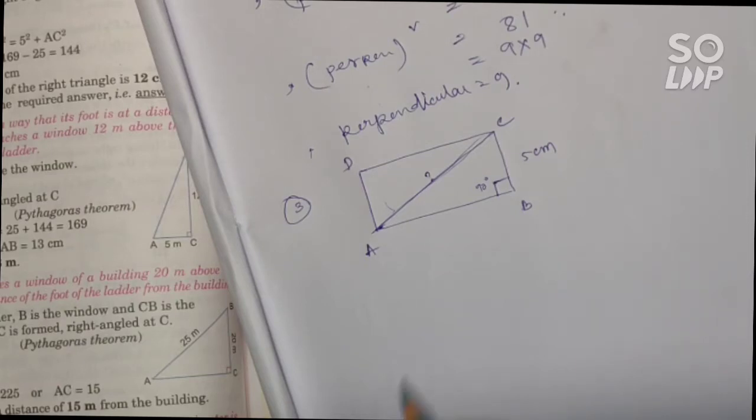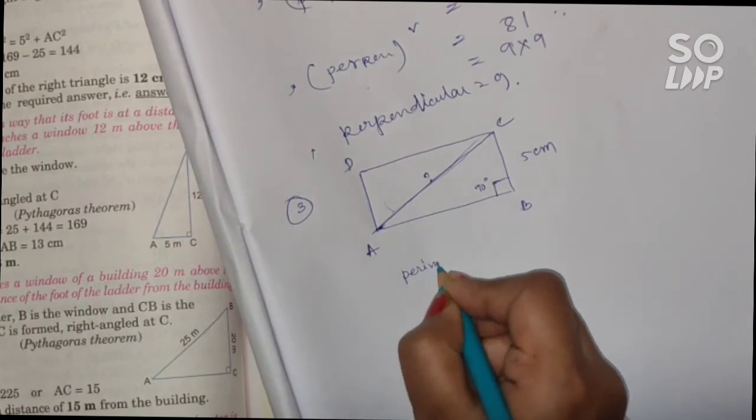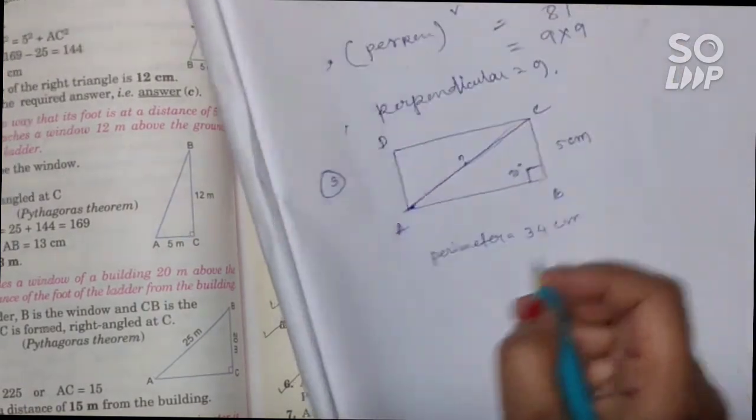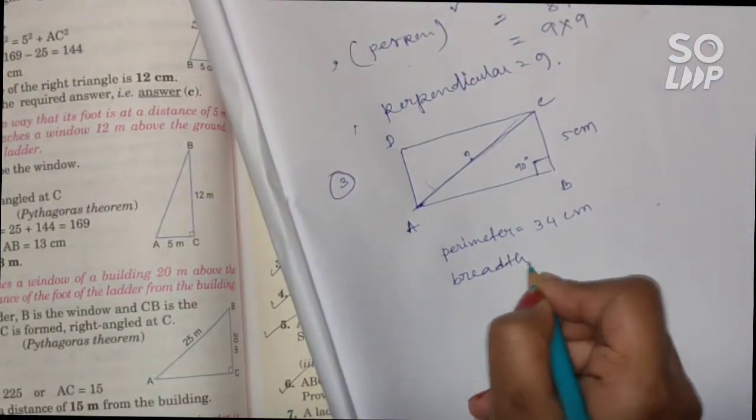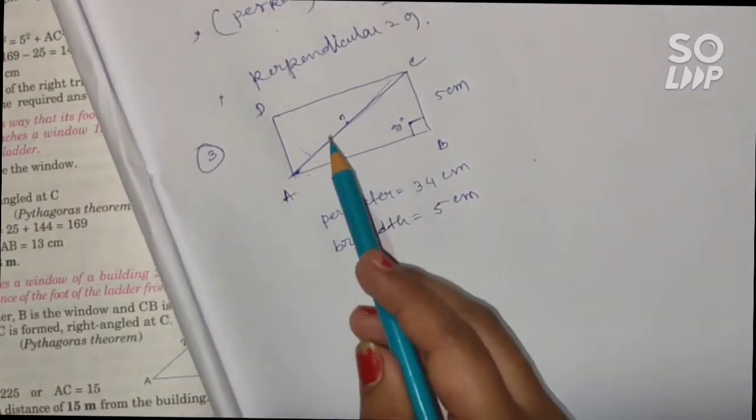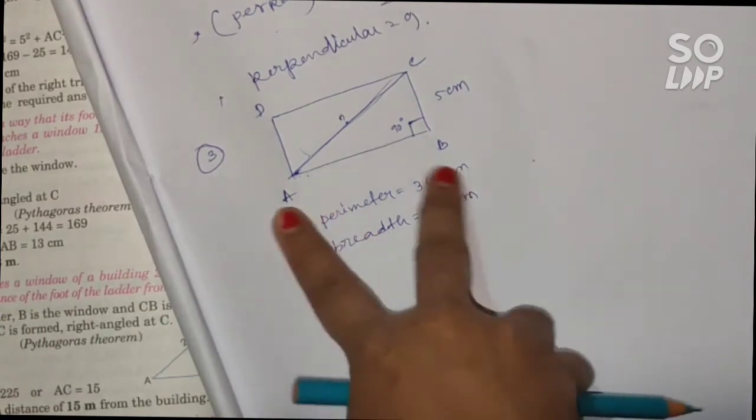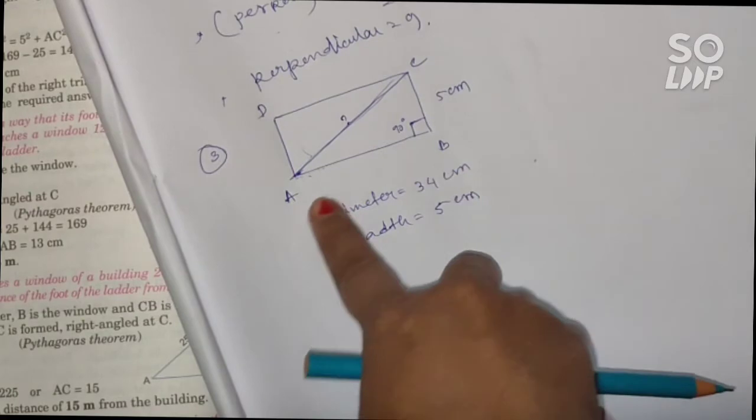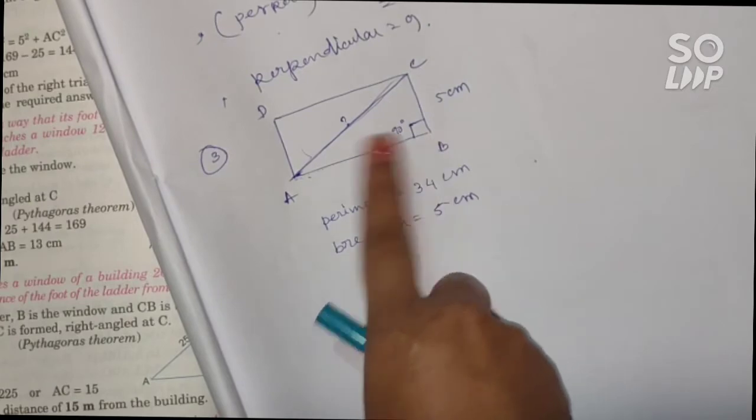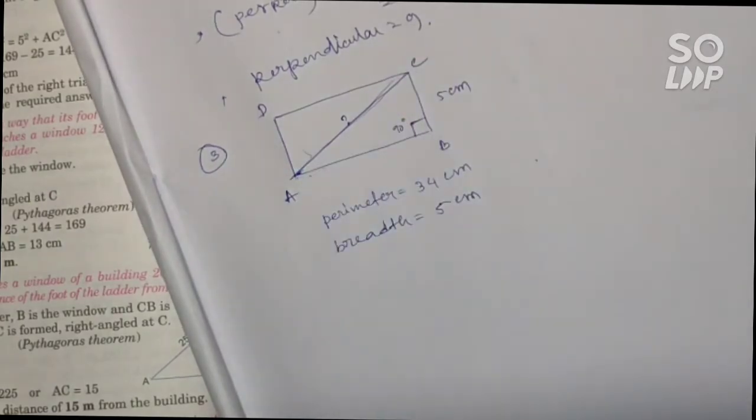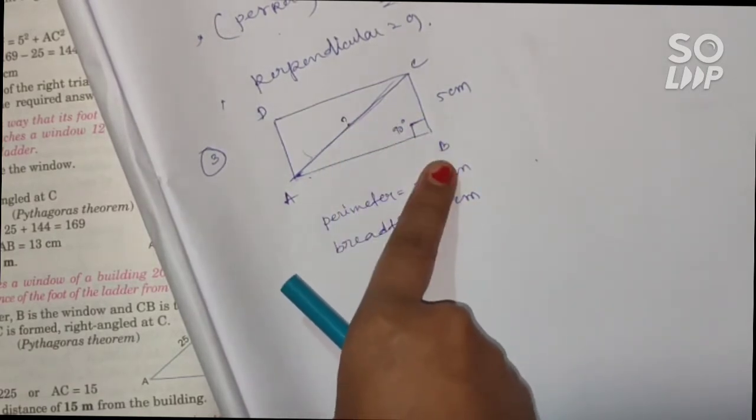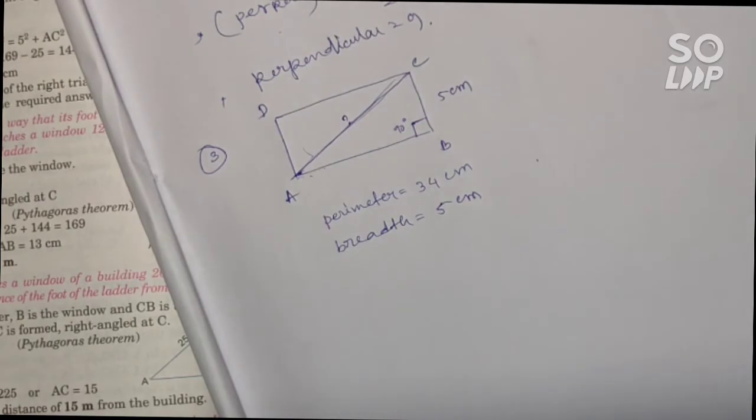So in a rectangle, perimeter is 34 centimeter. Breadth is 5 centimeter. So first of all, you have to find this value, that this is the length of the rectangle. If you can find this value, then base and perpendicular distance of the right angle triangle ABC are given. You have to find the hypotenuse. This is the hypotenuse of this triangle, because this side is opposite to 90 degree. So by Pythagoras theorem, you can find that.